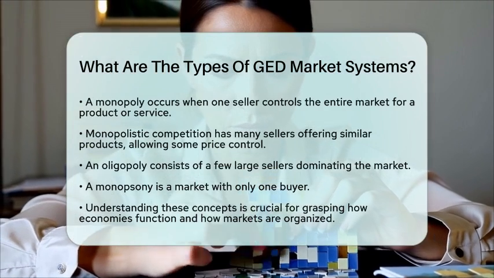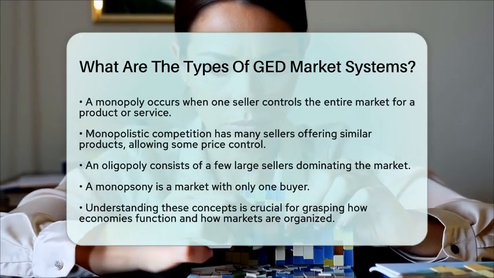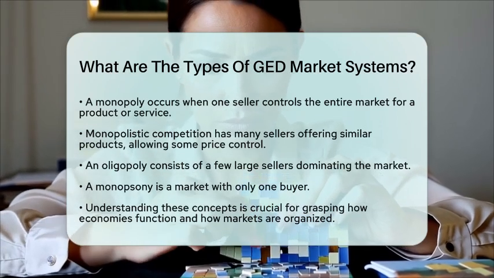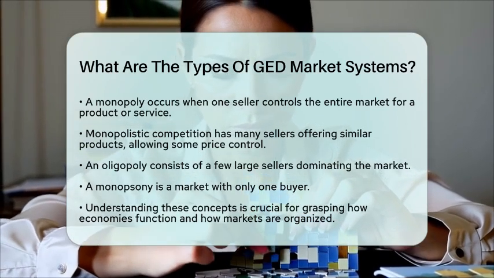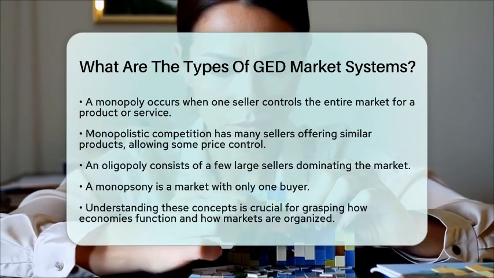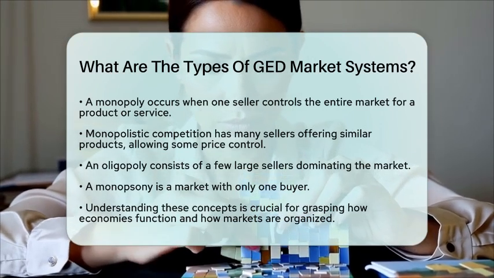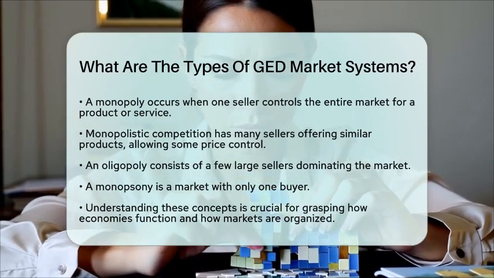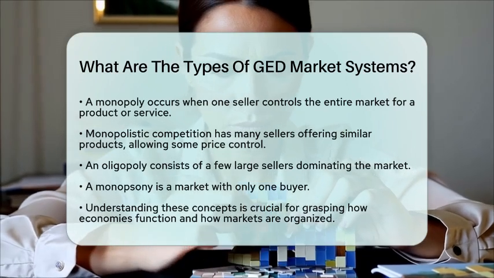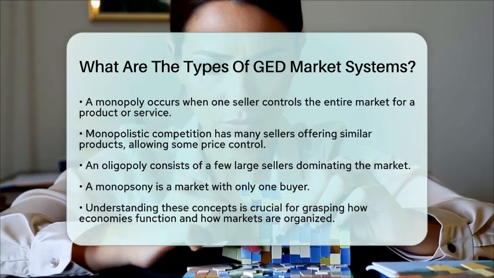Oligopoly is when a few large sellers dominate the market. Lastly, a monopsony is a market with only one buyer. Understanding these market systems and structures helps explain how prices are set and how resources are allocated. This knowledge is essential for answering questions about how economies function and how different countries organize their markets. So, as you prepare for your GED, keep these concepts in mind to better grasp the economic landscape.